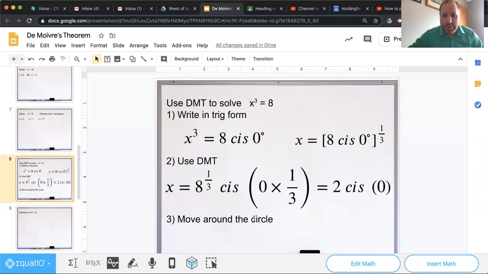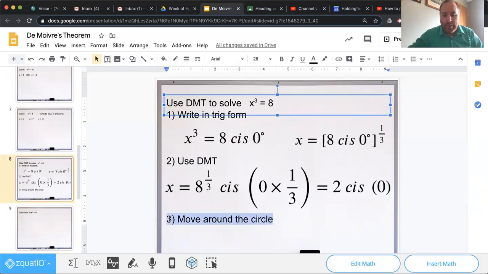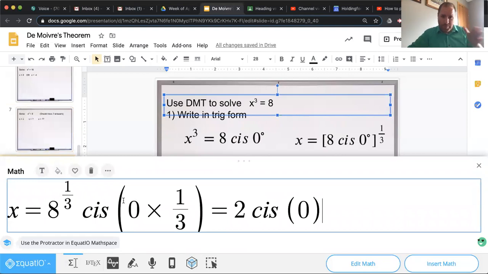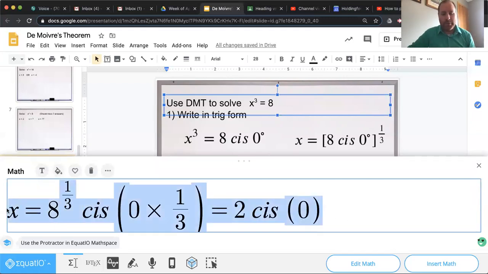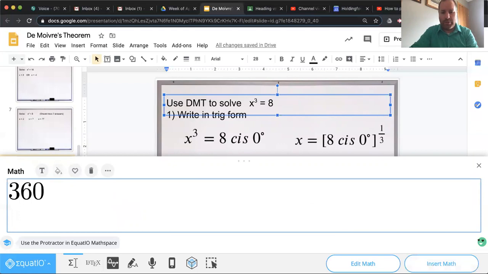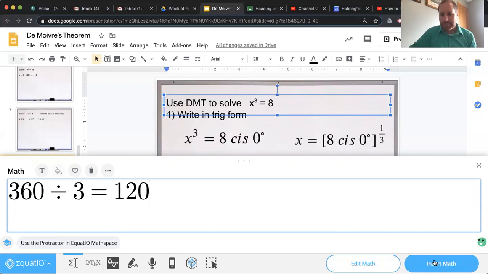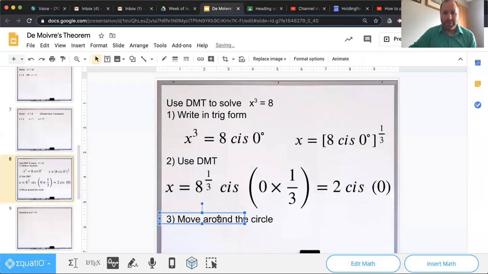And this is the third step, and that's to move around the circle. What actually happens, and this is the crux of de Moivre's theorem, is that this first part of de Moivre's theorem gives us one result, but there are multiple results going around the circle. And how we find those multiple results is we have to take the whole circle and divide by whatever the exponent was. In this case, we're going to divide by 3. So in this case, that's 120. So we have to jump around the circle by 120 degrees.